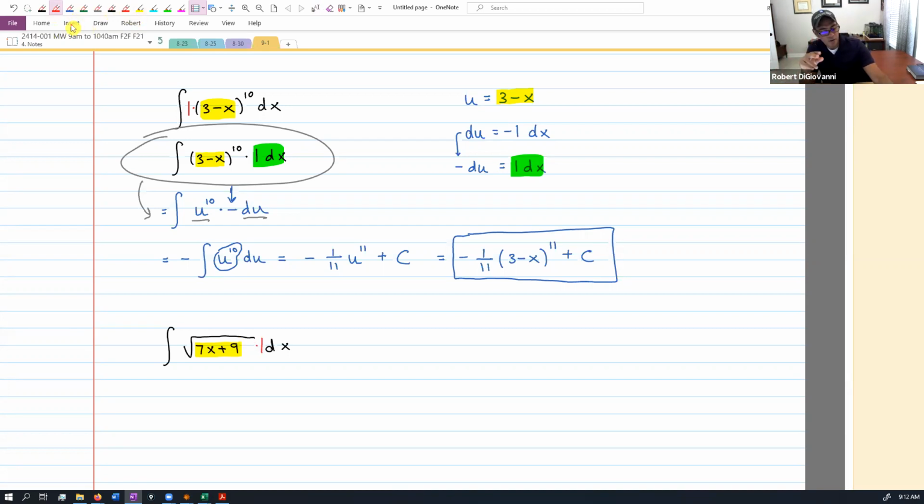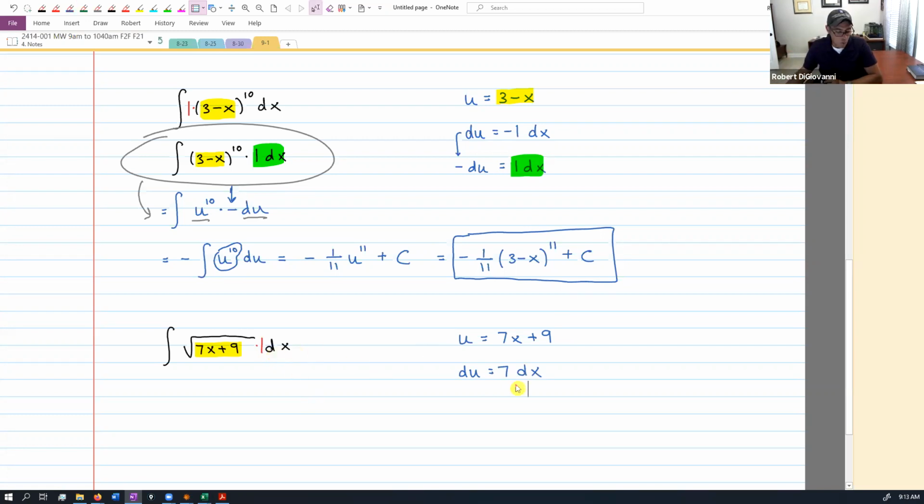So the number 2 and number 3 here have the same sort of, not method, but they both have the same spirit to them, which is that you can make a substitution of a linear expression where the derivative of that is going to be a constant, and that will always work because you always have a 1, no matter what. So du is just 7 dx.